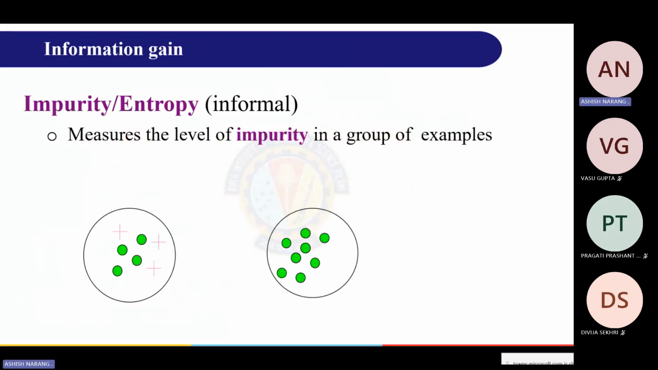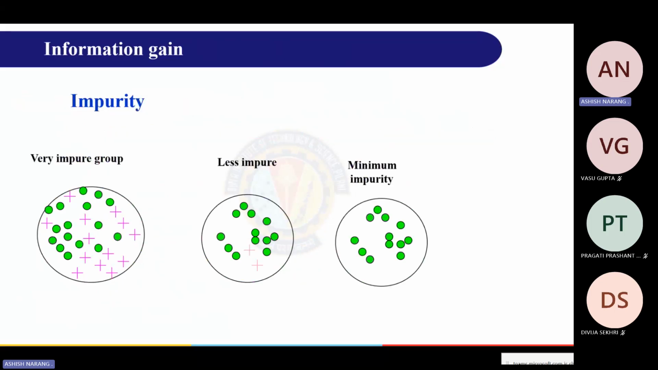When I say impurity, I mean how many instances belong to class A and how many instances belong to class B. If there is an equal split, its impurity is quite high. If you look at this visual, the left one has 2 kinds of records: green circles and plus signs. On the right side, you can see all green circles. So the right side is more pure than the left, because all records belong to the same class. Our objective is to move towards minimum impurity.